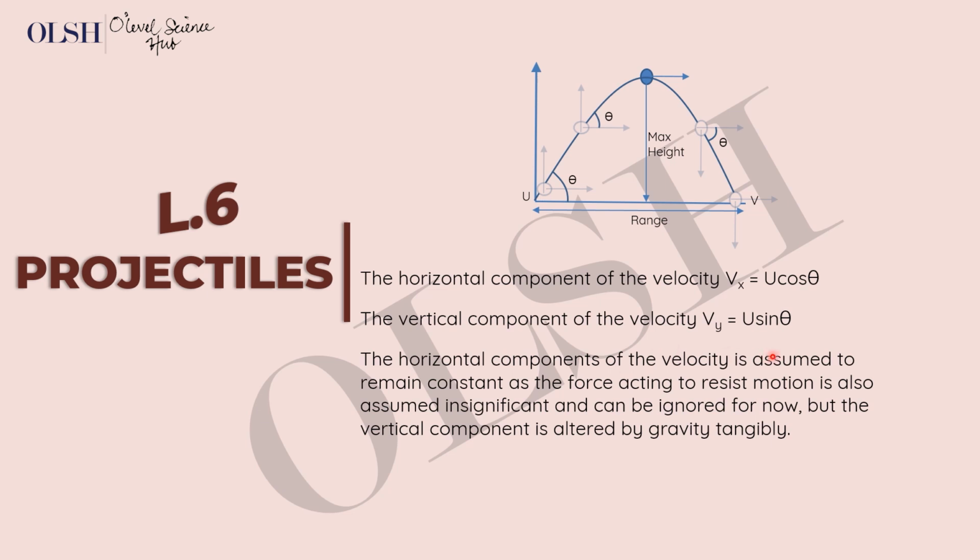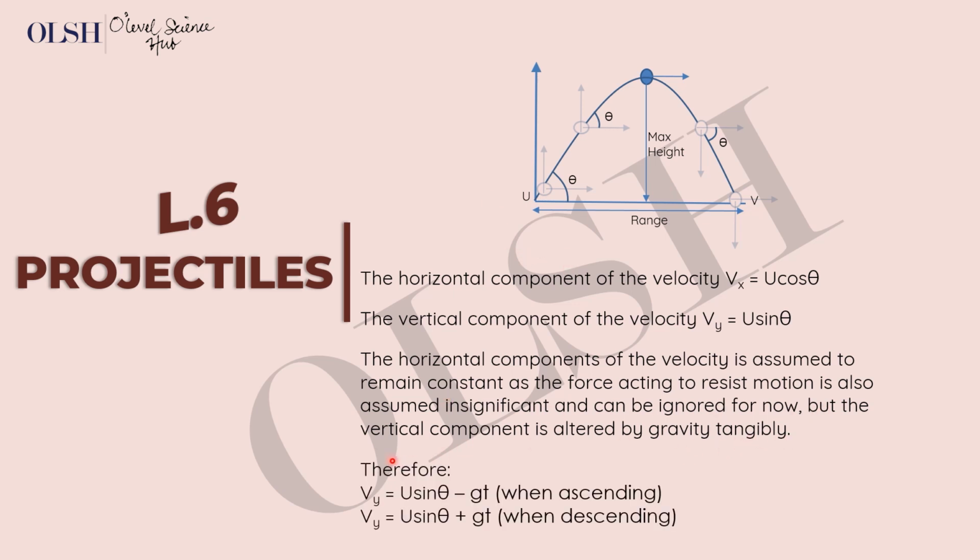So the horizontal component of the velocity is assumed to remain constant, as the force acting to resist motion is also assumed insignificant and can be ignored for now. But the vertical component is altered by gravity tangibly. Okay, so we are assuming our horizontal component remains constant, and that there are no forces opposing it. Even if we know that for an object flying in the air, we could have air resistance and other factors that would oppose that motion, we're assuming those factors are negligible. So we can really consider what's important for our consideration in this course.